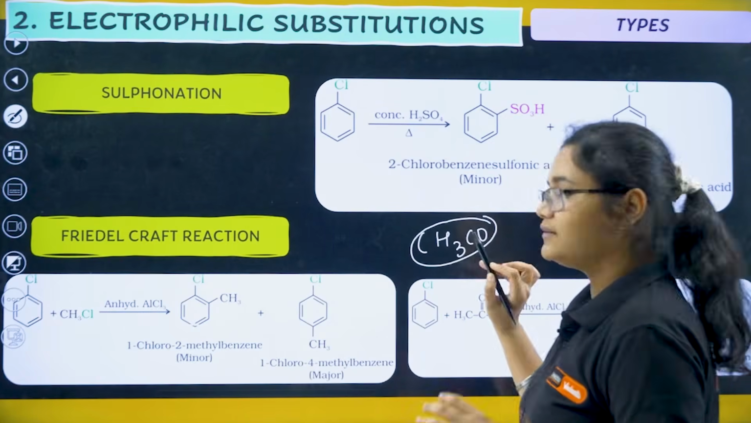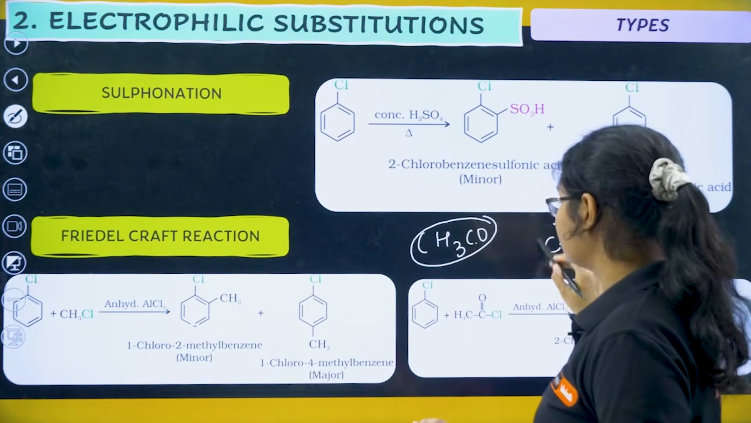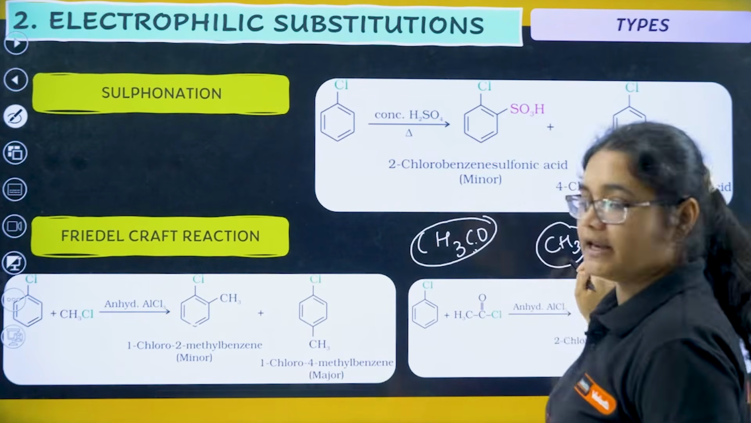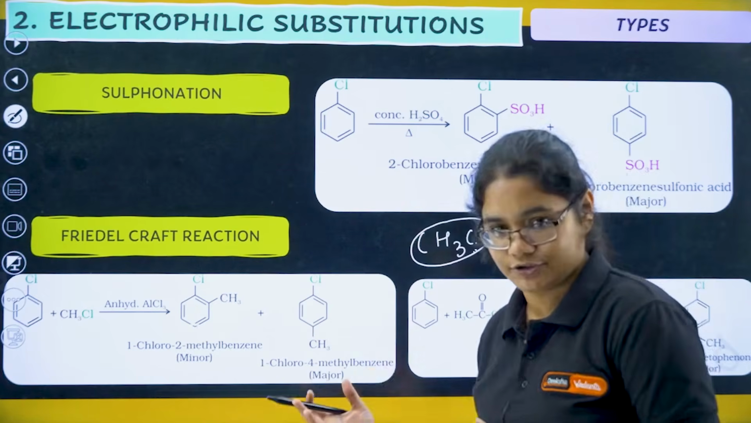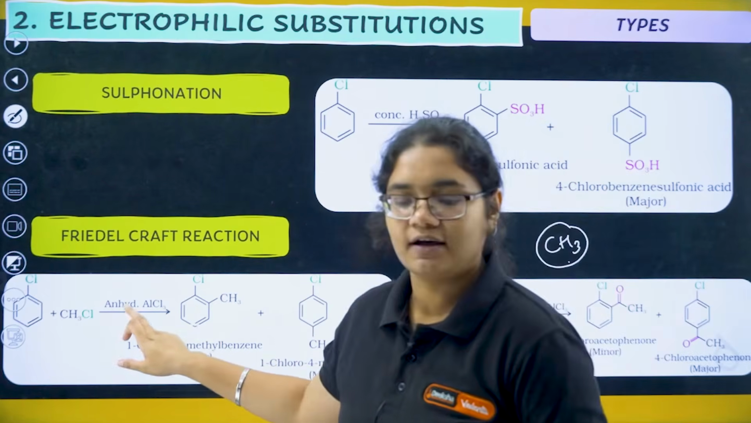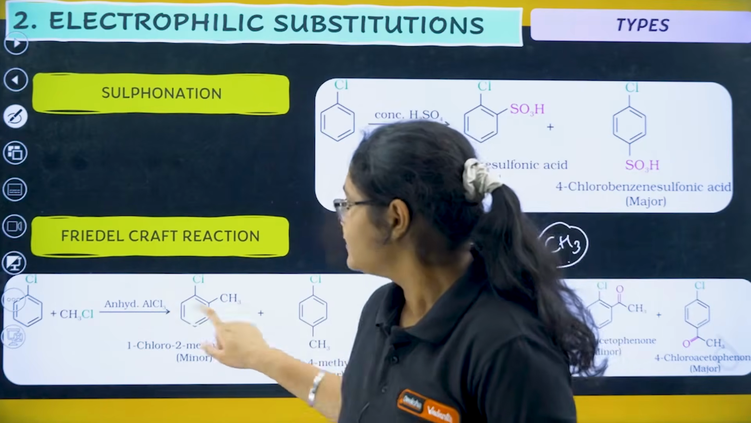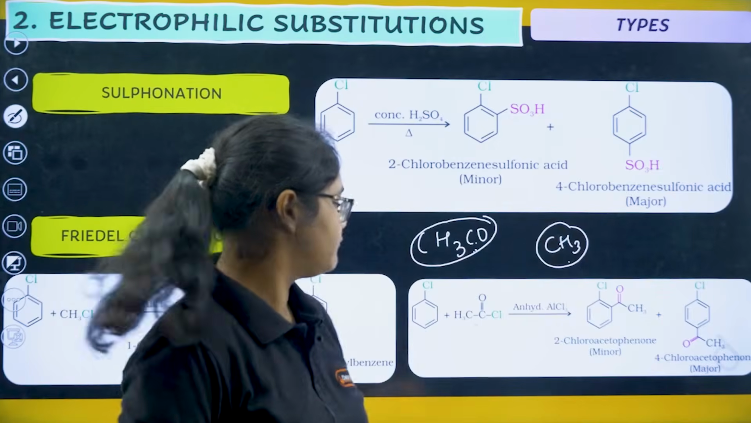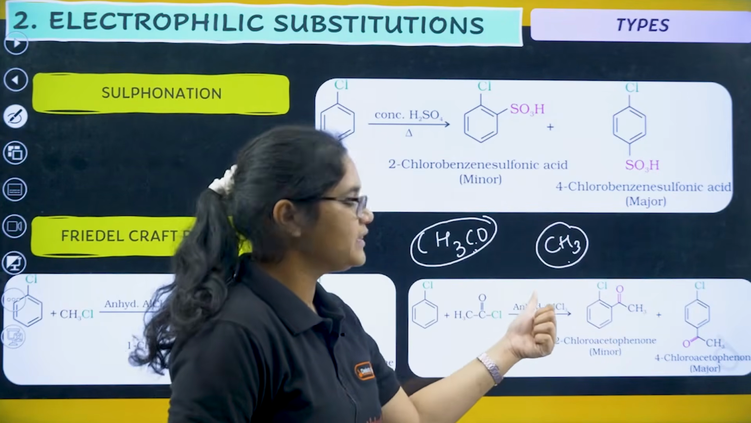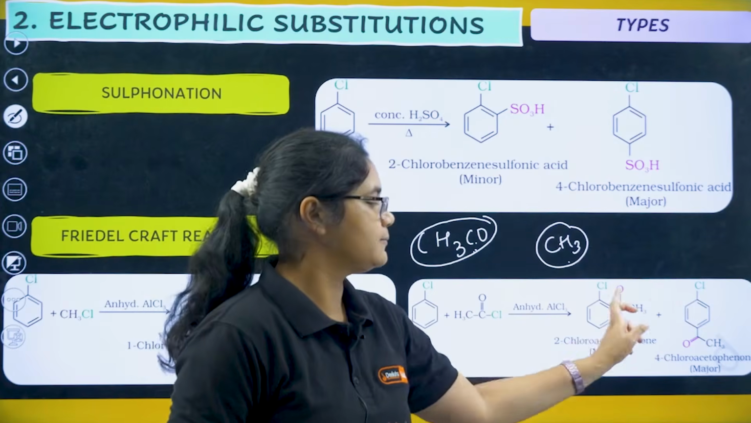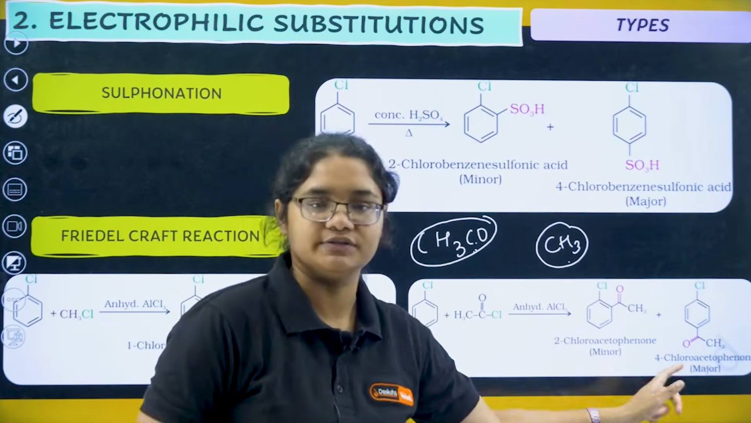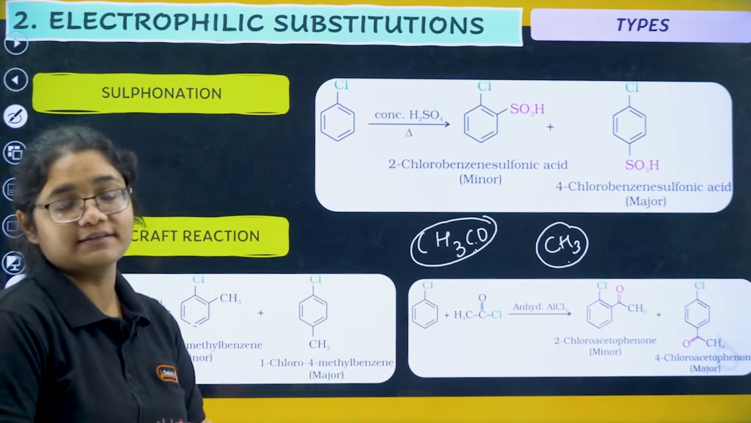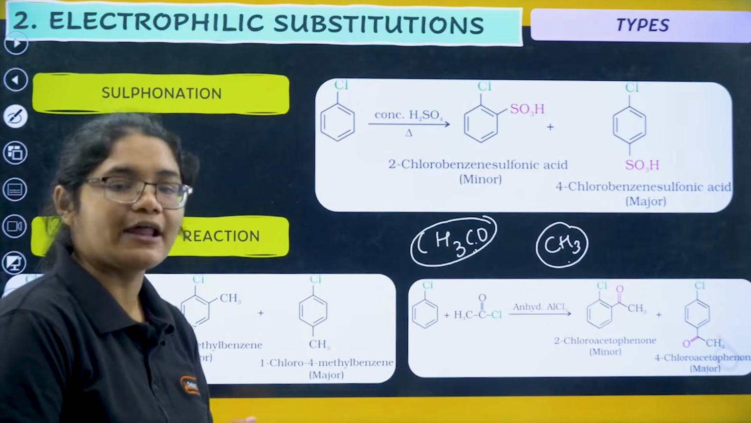CH3CO. You can add this group, and also the normal CH3 group. If you are adding this group, it is called Friedel-Crafts acylation. If you are adding only an alkyl group, it is called Friedel-Crafts alkylation. Here you have CH3Cl with AlCl3, so CH3 will be added and the para product will be the major one. And here if you have CH3COCl with AlCl3, at ortho and para positions you will have the COCH3 group attached. So these are the 4 electrophilic substitution reactions in case of haloarenes.